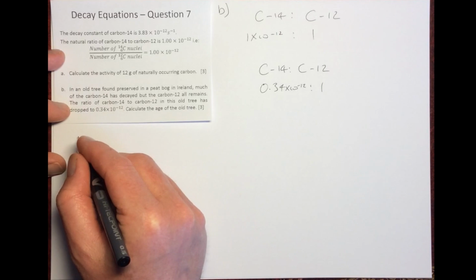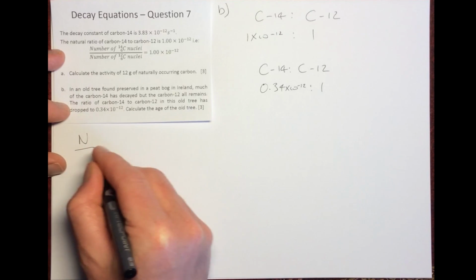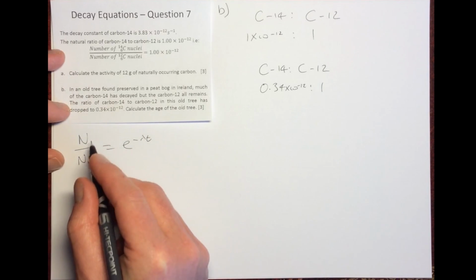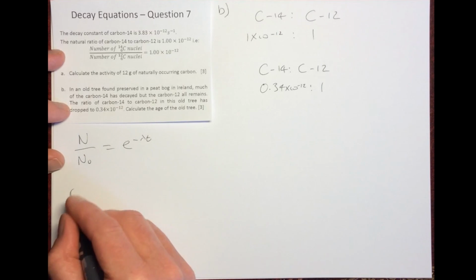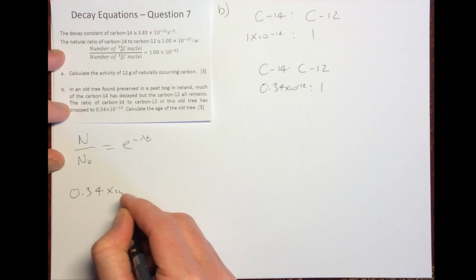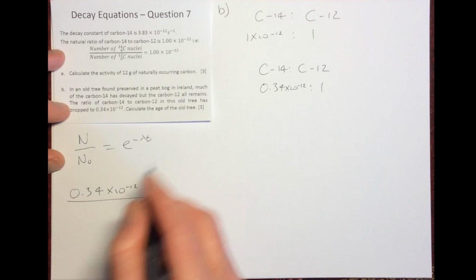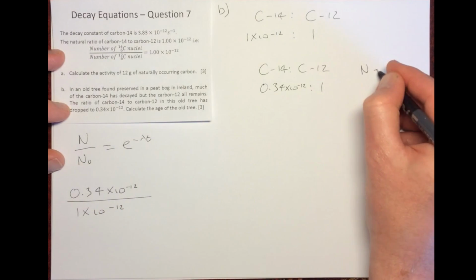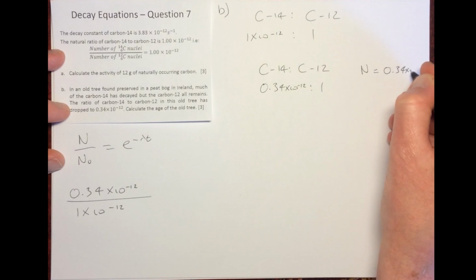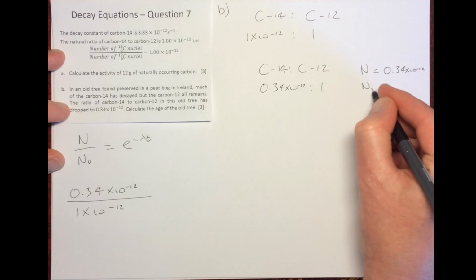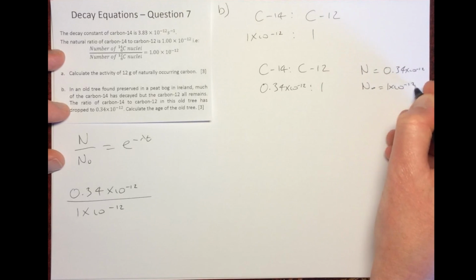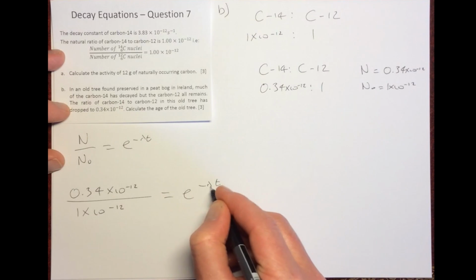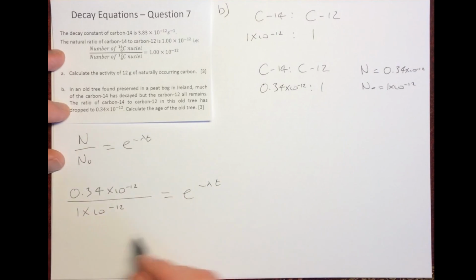Okay, so therefore we can use this equation now. We can use the equation n over n naught equals e to the minus lambda t. And we can say that n is 0.34 times 10 to the minus 12, and n naught is 1 times 10 to the minus 12. Okay, so n equals 0.34 times 10 to the minus 12, and n naught equals 1 times 10 to the minus 12. And that is equal to e to the minus lambda t. Okay, so that's the equation that we've got now.